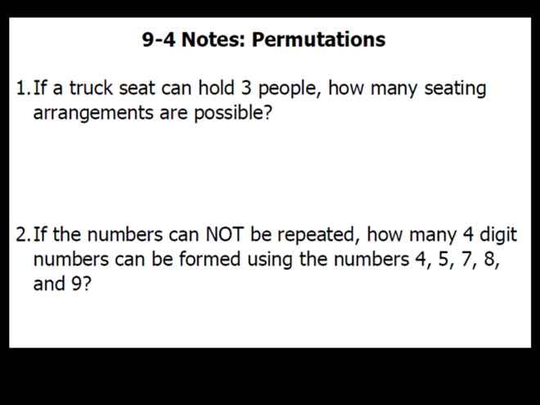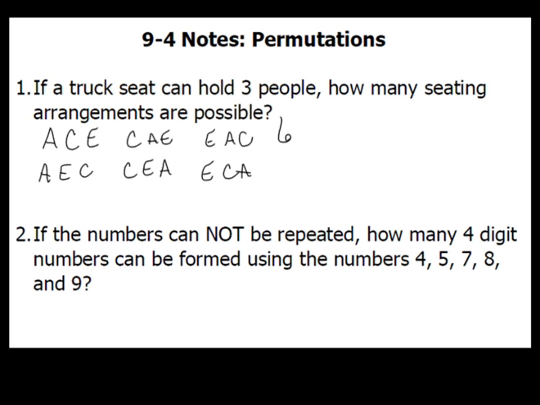Okay. So looking at this right here, I have 3 people. Let's say that I have one person's name starts with an A, one person's name starts with a C, and one person's name starts with an E. So that's one way I could arrange those people, but I could also arrange them as A, E, C. I could arrange them as C, A, E, or C, E, A, or I could do E, A, C, and E, C, A. So there are 6 different ways.